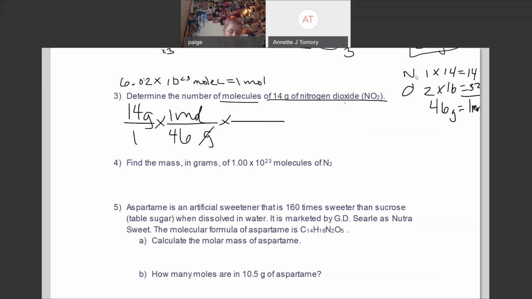So the grams cancel now. Now we have moles on top. What do I want to put on the bottom, the next one? Moles. What number goes with moles? 1. Okay, so I'm trying to get to molecules. What number goes with molecules? 6.02 times 10 to the 23rd.